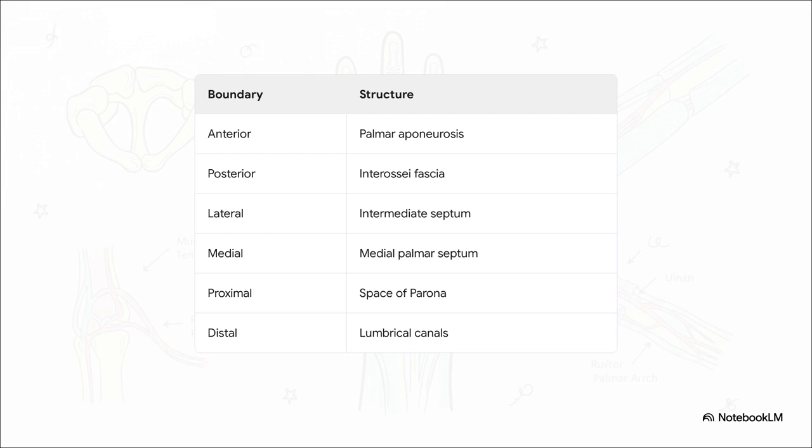Look down, and the floor beneath you is formed by the fascia covering the interossei muscles and the medial 3 metacarpals. You're walled in laterally by the intermediate palmar septum and medially by the medial palmar septum.